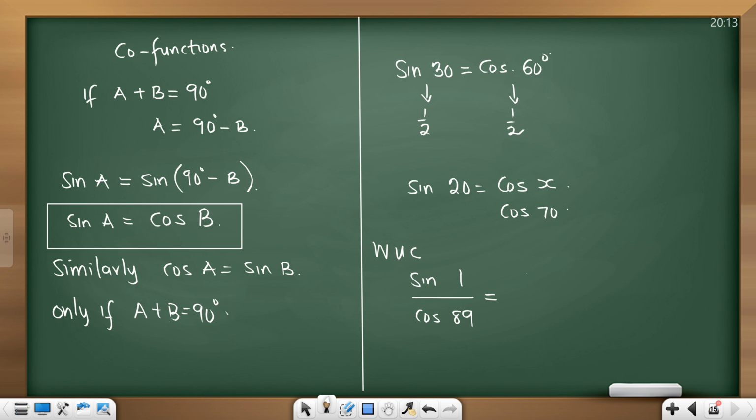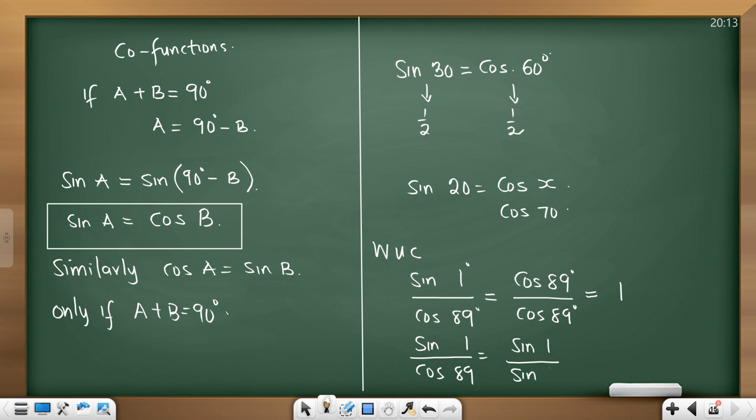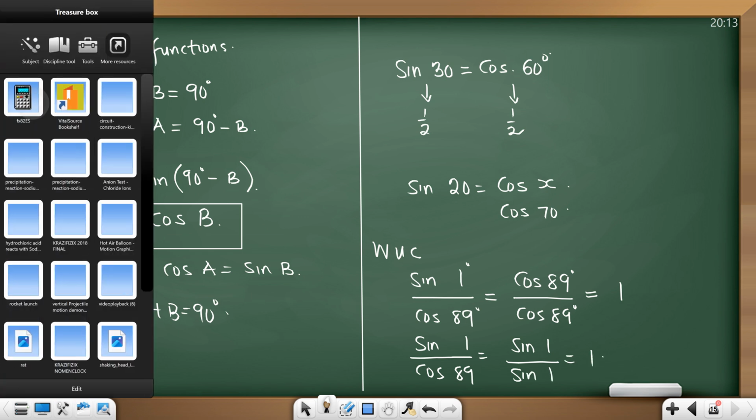Oh, so it means I can write 1 as cos 89 over cos 89. And what is cos 89 over cos 89? 1. Or somebody decides, I am going to leave my cos 89. Somebody decides, I'll leave sine 1. But 89 plus 1 is 90, so I can change this to sine 1. We can confirm on our calculator.